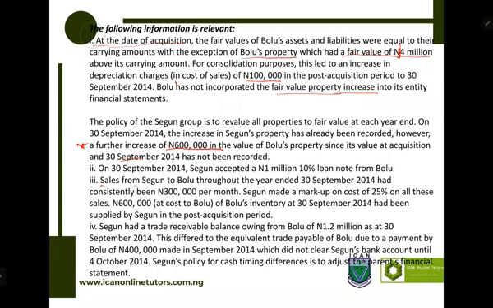But on 30th, sales from Segun to Bolu, Segun parent, Bolu subsidiary, throughout the year had consistently been 300,000 naira per month. Segun made a markup of 25% on this. If you make a markup of 25, markup to margin will be 25 over what? 125. 600 naira at cost to Bolu's inventory had been supplied by Segun in the post-acquisition.